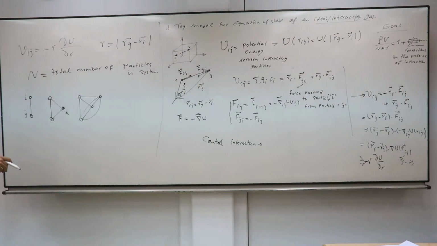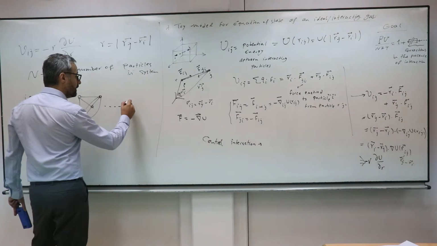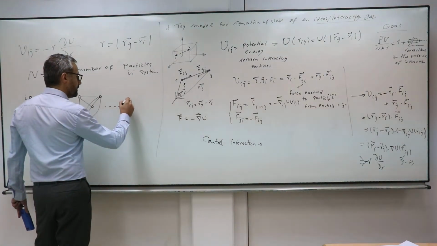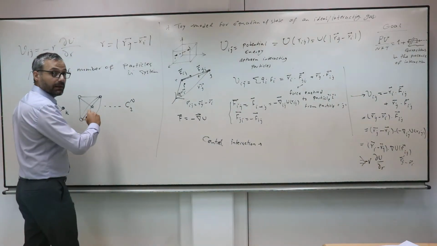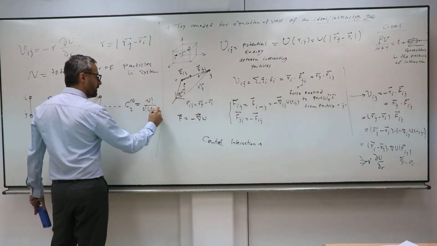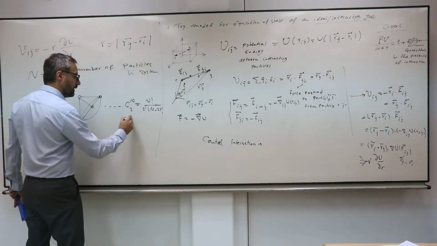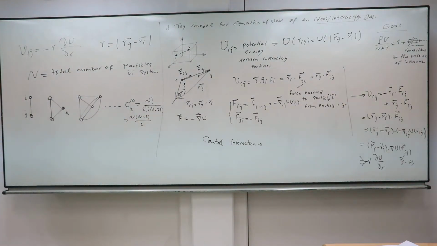It will be the choose of 2 among n. In mathematics, you know, n factorial over 2 factorial times n minus 2 factorial, which is n(n minus 1) over 2. I don't use any statistical mechanics here. This is just about how many possibilities for selecting 2 if you have n particles.